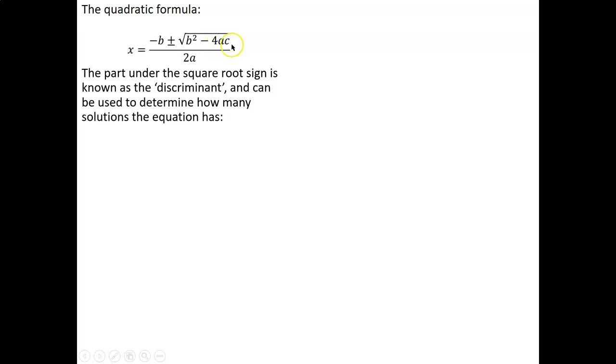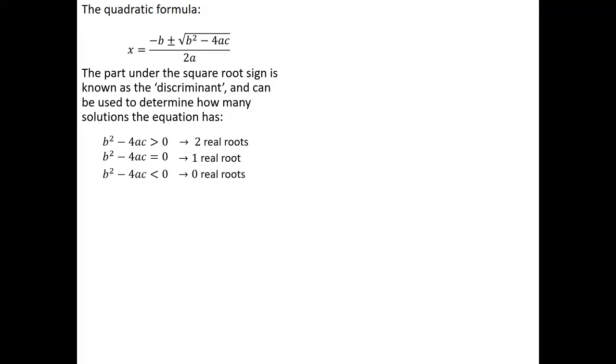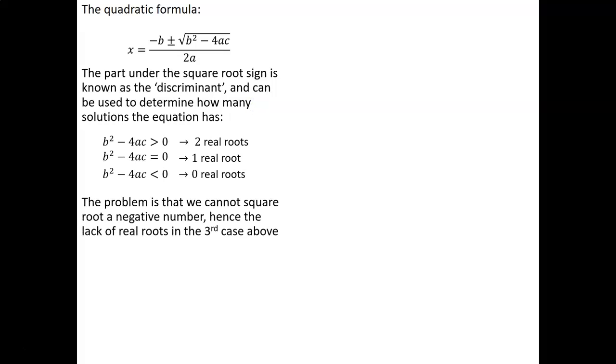So this is our quadratic formula, and this part here is known as the discriminant, the b squared minus 4ac. And it tells us how many solutions a quadratic equation has. So when it is greater than 0, we know that it has 2 real roots or solutions. When the discriminant is equal to 0, we know that it has 1 real root or solution. And when it's less than 0, we know it has no real roots. This is because up until today, we cannot square root a negative number.